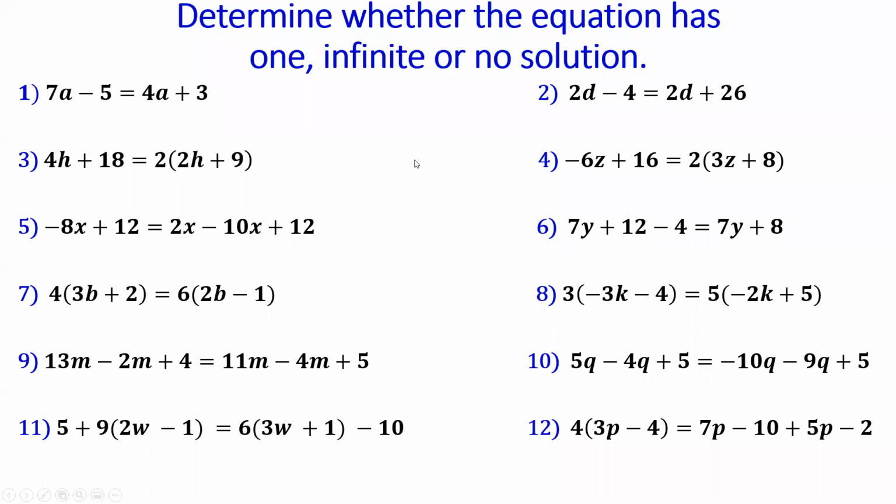For this video, we're going to go over your assignment from Monday where you had to classify each equation. And when I say classify, I mean determine the number of solutions. And you have three choices. It's either one solution, infinitely many solutions, or no solution.